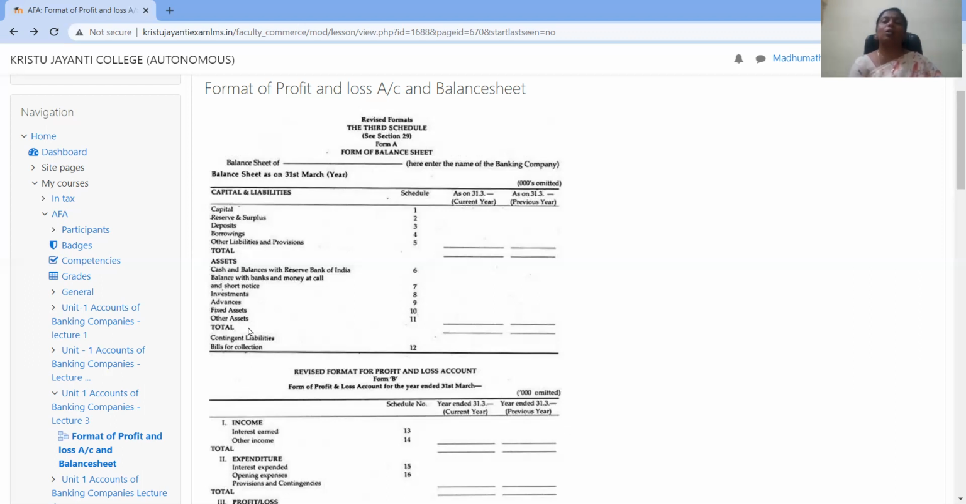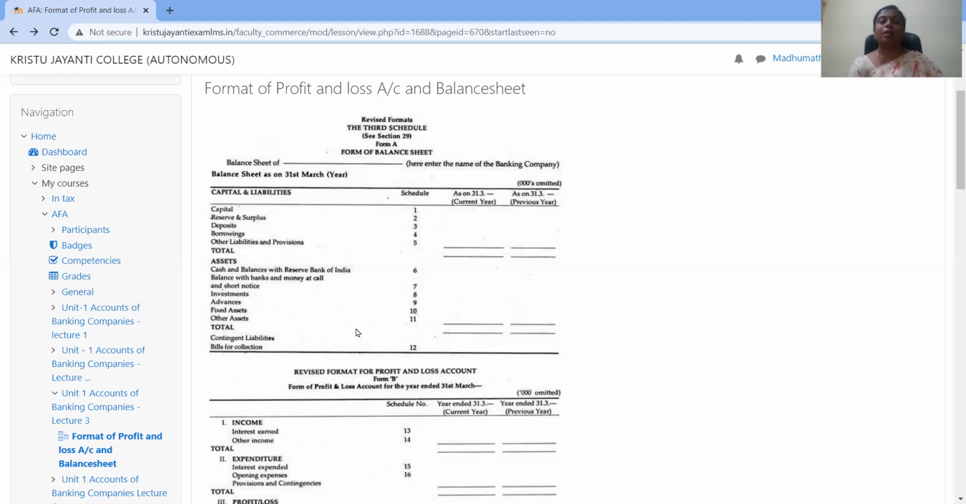The last one is your other assets. Other assets are nothing but any other current assets you have apart from this, which get reflected under schedule number 11. So from 6 to 11, it will be your assets in your banking balance sheet.